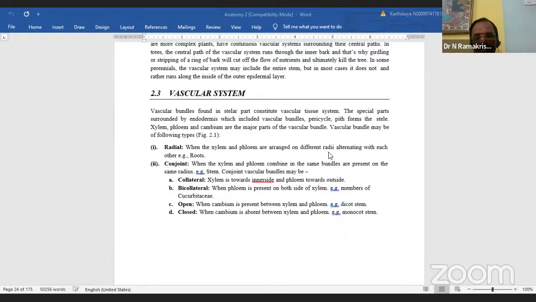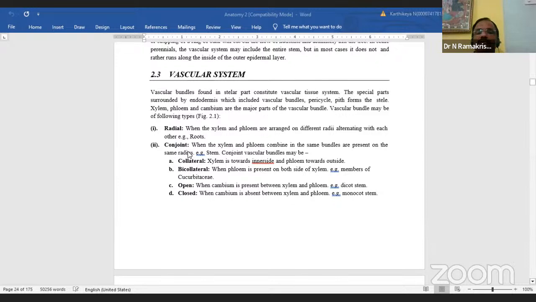When the xylem and phloem are combined in the same bundle and present on the same radius, it is called a conjoint bundle. So vascular bundles are of two types: number one, radial; number two, conjoint. Xylem and phloem combined in the same bundle, present on the same radius, we call conjoint vascular bundles.